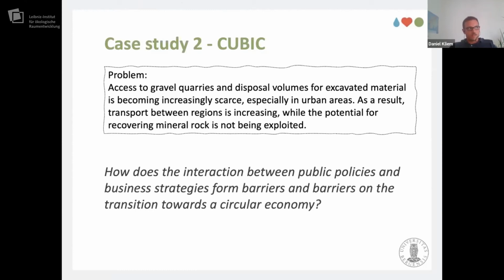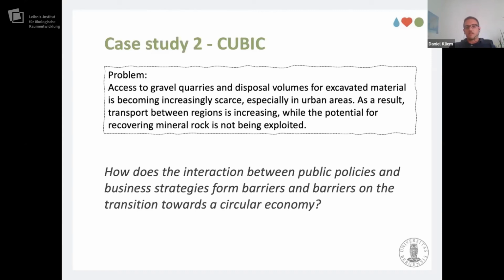And I think that's already clear from Birgit's talk, but I like to stress that it's very relevant to get all these perspectives in. And in the first workshop, we formulated a common problem, and that was that access to gravel quarries, which consequently lead at the end of their lifetime to disposal volumes for excavated material and also construction demolition waste, is becoming scarce. And that's a problem, especially in urban areas. So what we see is that transport between regions is increasing. So material is transported further and further, while the potential for recovery is not fully exploited. So when I talk about recovery, I talk about two things.